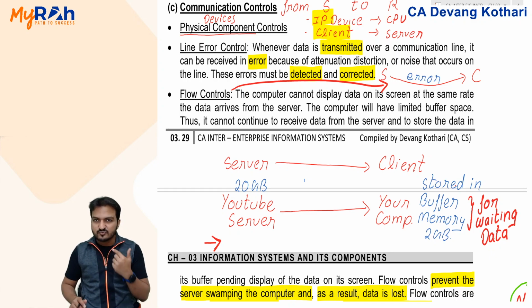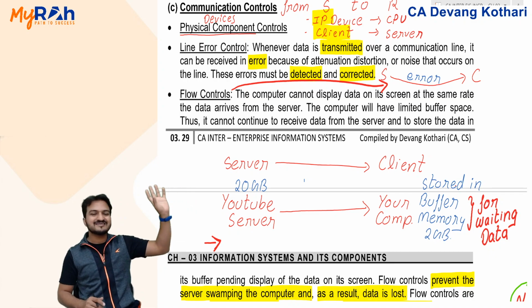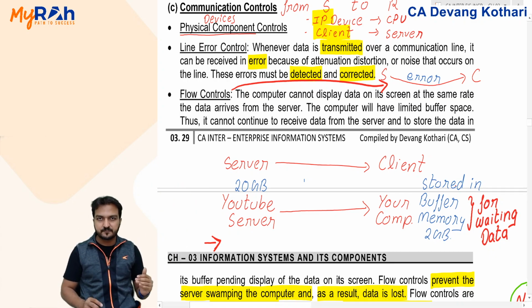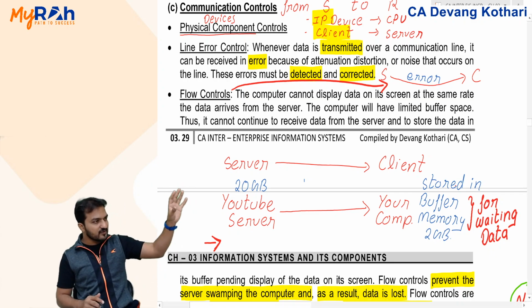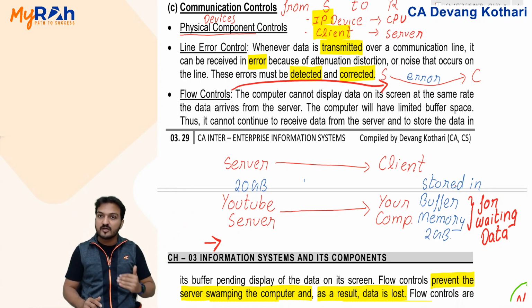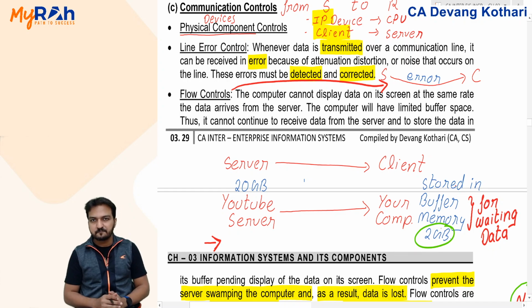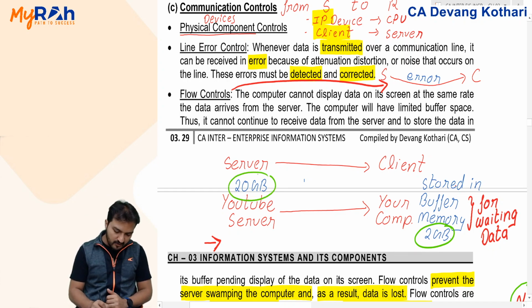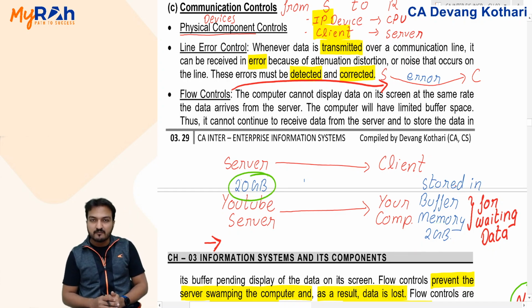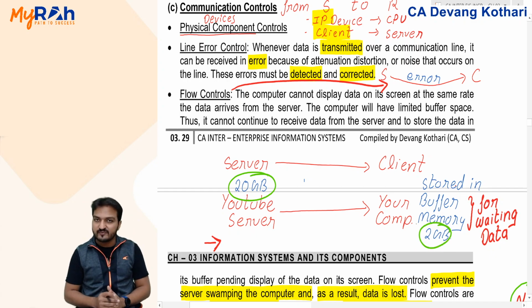But sometimes what happens is that the server is sending data very fast. And if that happens, the server is dumping data to your computer so fast that your buffer memory gets full. Say the YouTube video that you wish to watch is 20 GB in size, but your buffer memory contains only 2 GB of space.